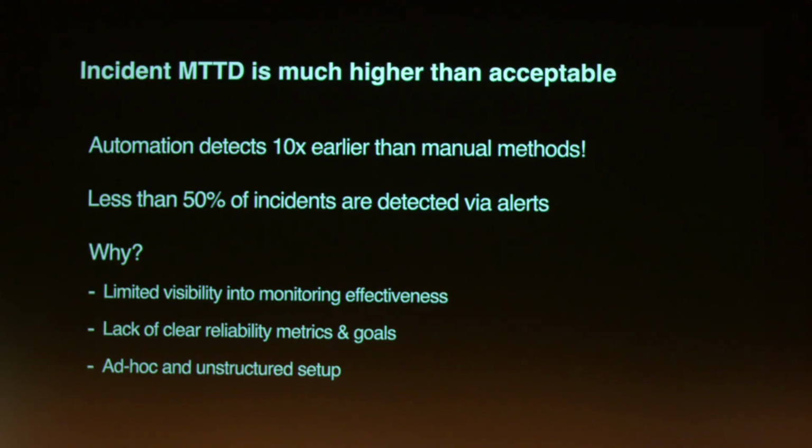So we are continuously working on this. But recently we made this one of the critical priorities and we looked into it and came up with 3 buckets of reasons why we're at this stage right now. The first one is limited visibility into monitoring effectiveness, lack of clear reliability metrics and goals, and ad hoc and unstructured setup, given how Facebook/Meta was in its early days and given how we still need to support whatever was built back in the day.